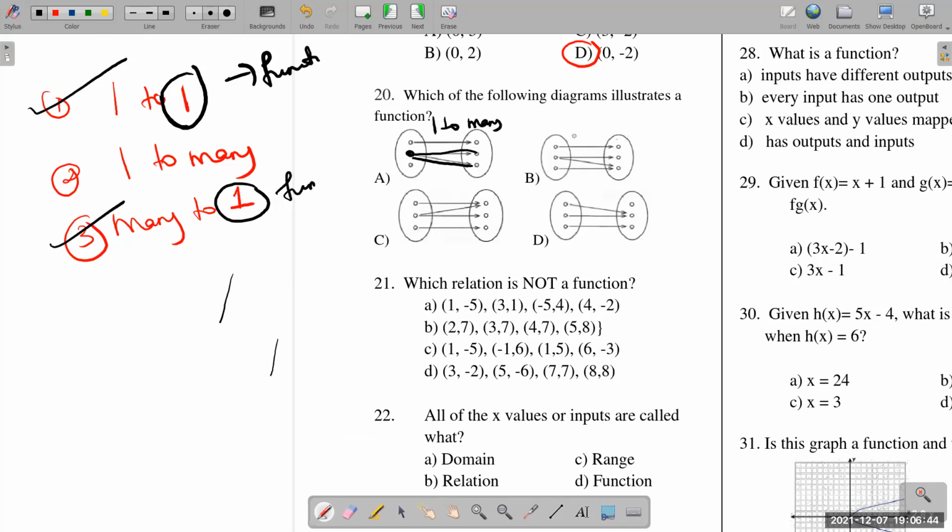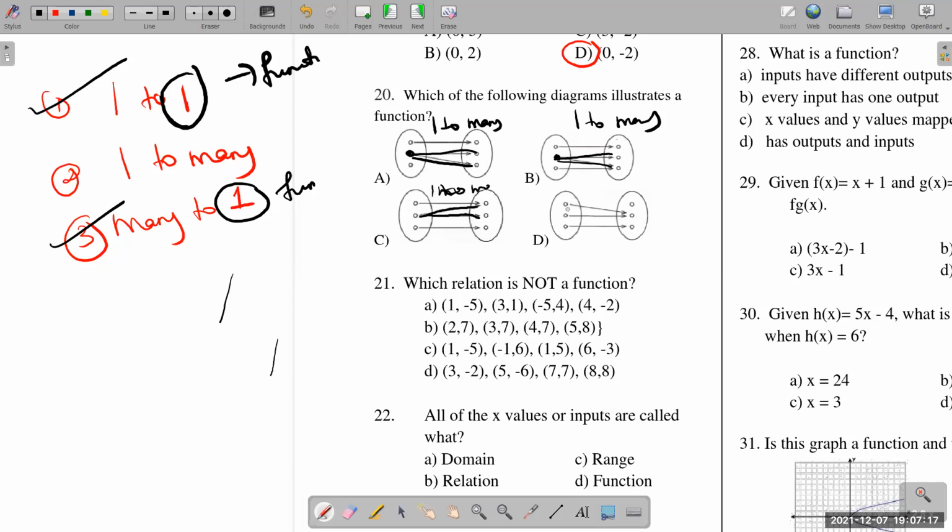What about this one? This is also a one-to-many. Last one, we'll see. What is this? This is a many-to-one. But look at it closely though. It is still also one-to-many. You see how this one could fool you? So this is not a function.